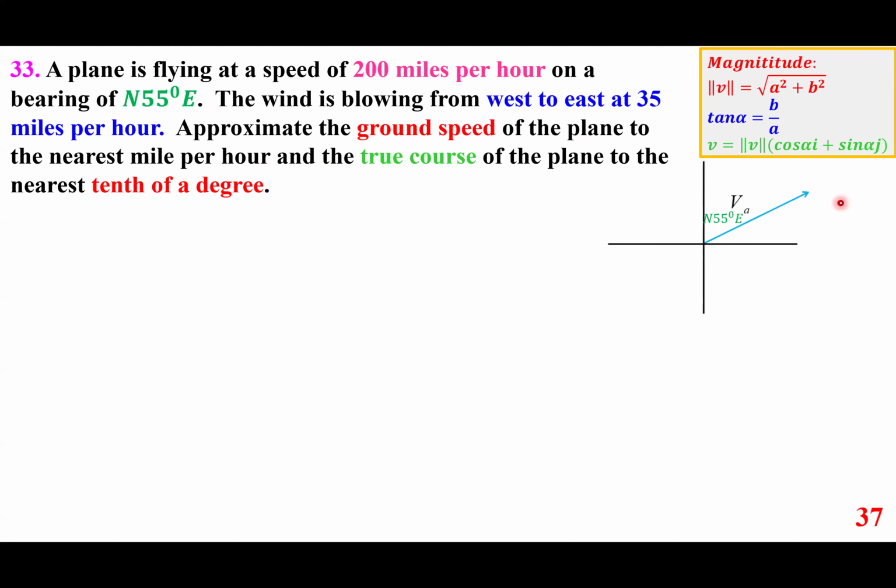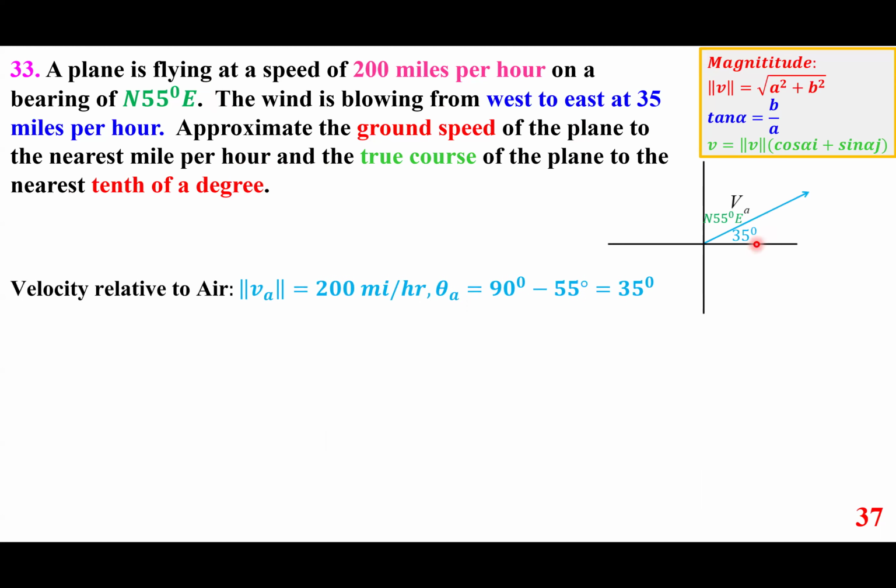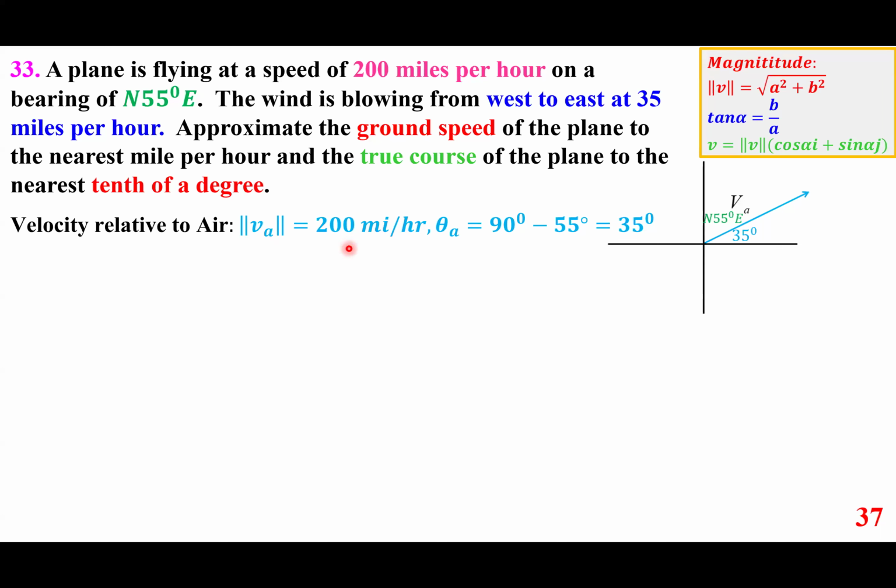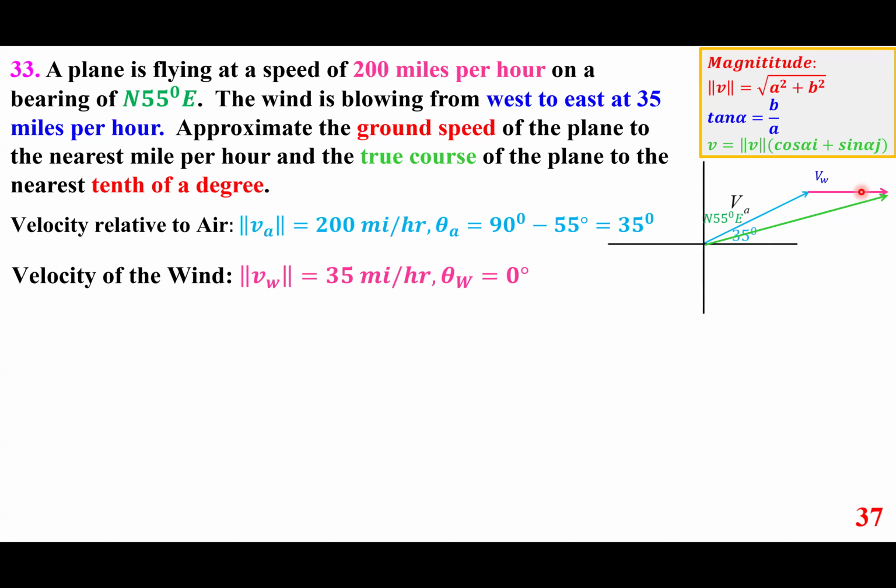Well, north 55 degrees east, which gives us this angle of 35 degrees. And so the magnitude is 200 miles per hour. And this is with respect to the 90 minus 55 or 35 degrees, the angle with the positive side of the x-axis. The wind is going this way. The magnitude is 35. It's parallel to the x-axis. The angle is 0. It's going in this positive side. And so they add up and they give us this.